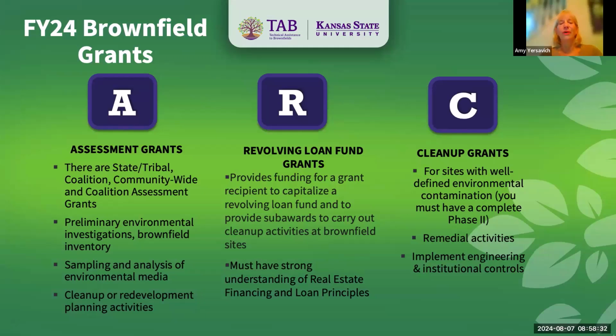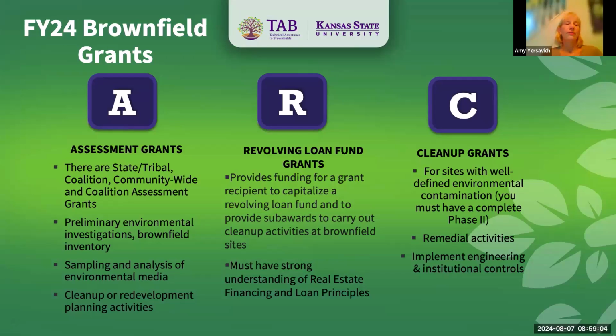I'll go over cleanup grants. For sites with well-defined environmental contamination, you pretty much have to have a Phase 1 and a pretty full Phase 2 in order to qualify for a cleanup grant. And these pay for remedial activities, which can include engineering controls such as barriers or groundwater treatment, or institutional controls such as deed restrictions or zoning restrictions.